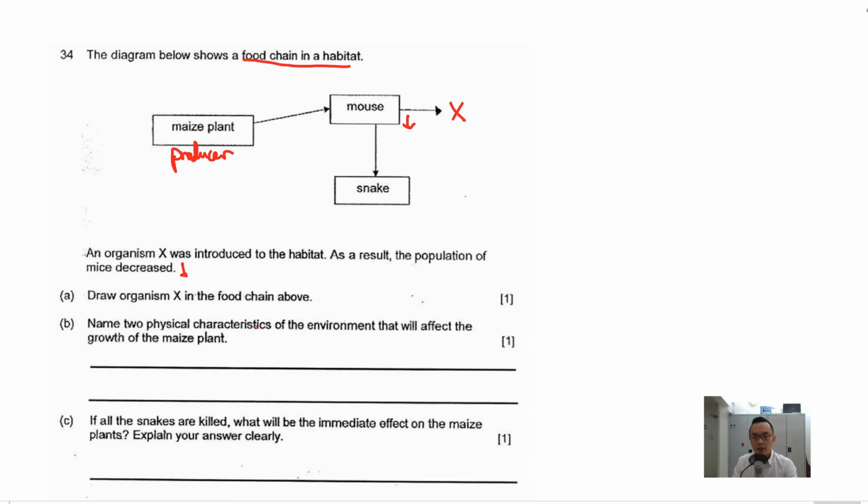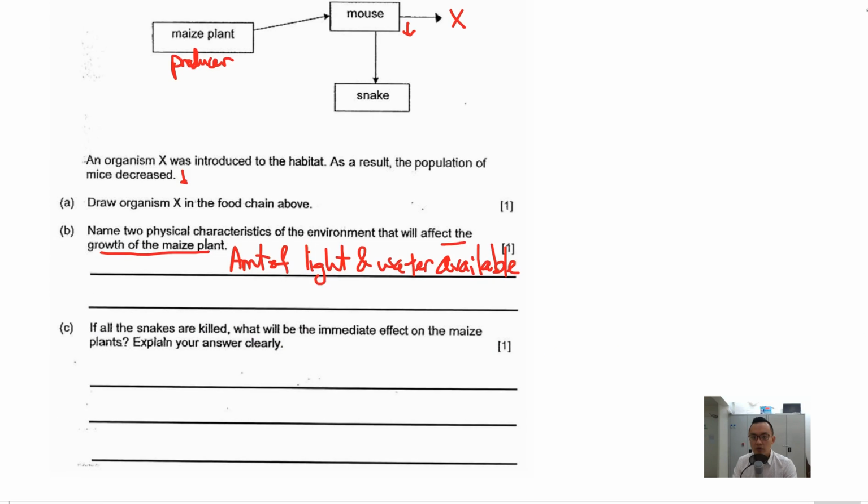Name 2 physical characteristics of the environment that will affect the growth of the maize plant. So this is from living together. The 2 physical characteristics are the amount of light and water available. If you are not sure about the physical characteristics, please go back to my previous videos to check it out.